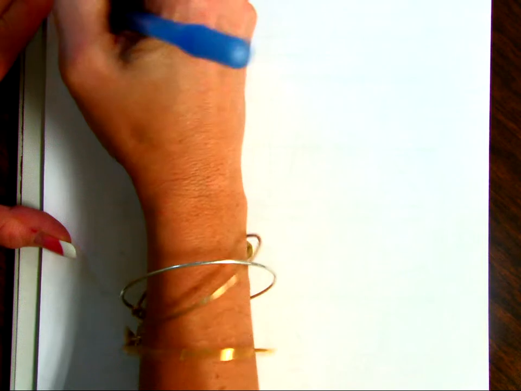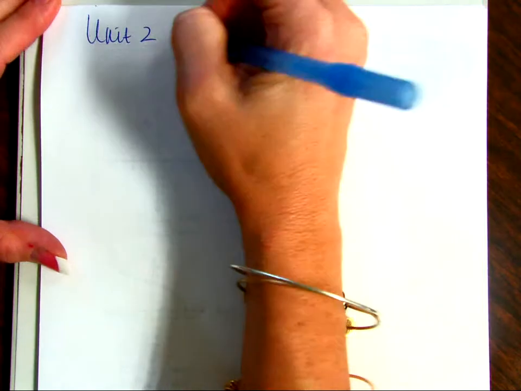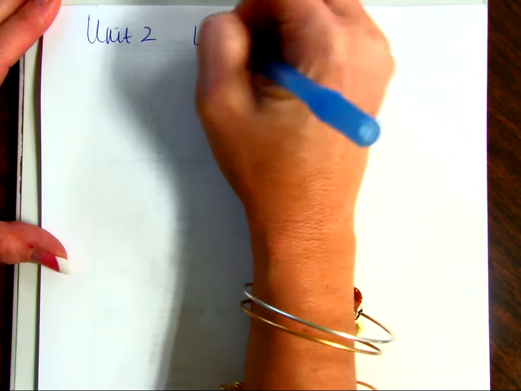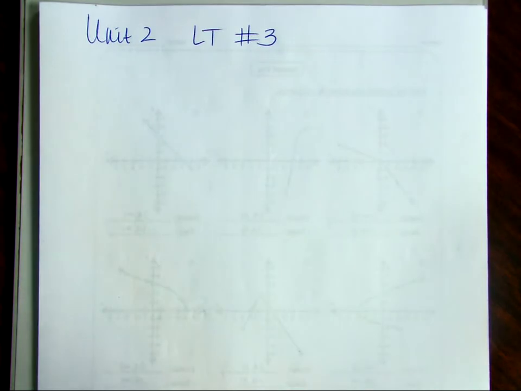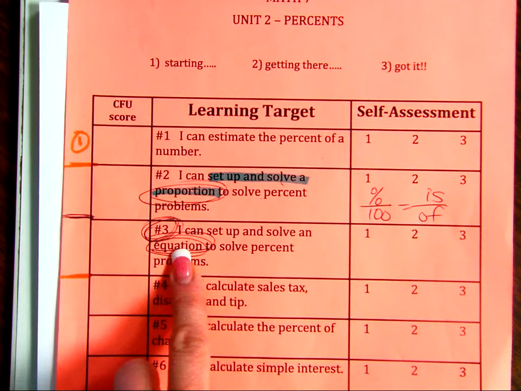So we are on Unit 2 still, which is percents, and we are still on learning target number 3. And if you look at learning target number 3, it's the equation one, right? Setting up and solving an equation, okay?